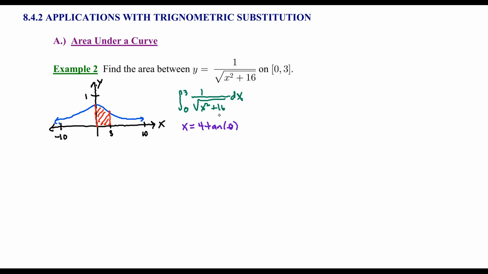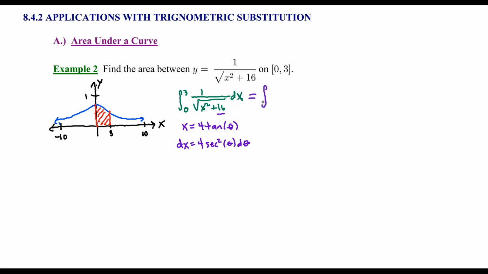Now remember, the 4 comes from the square root of this constant right here. Then dx would be 4 secant squared theta d theta. So we want to rewrite our integral now in terms of theta. Keep in mind, I'm changing variables from x to theta, so the limits of integration 0 and 3 are x values only, and they cannot be used with theta.